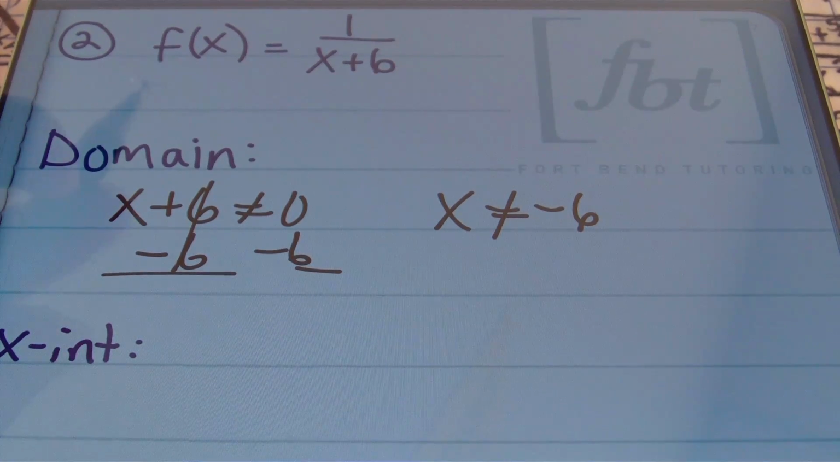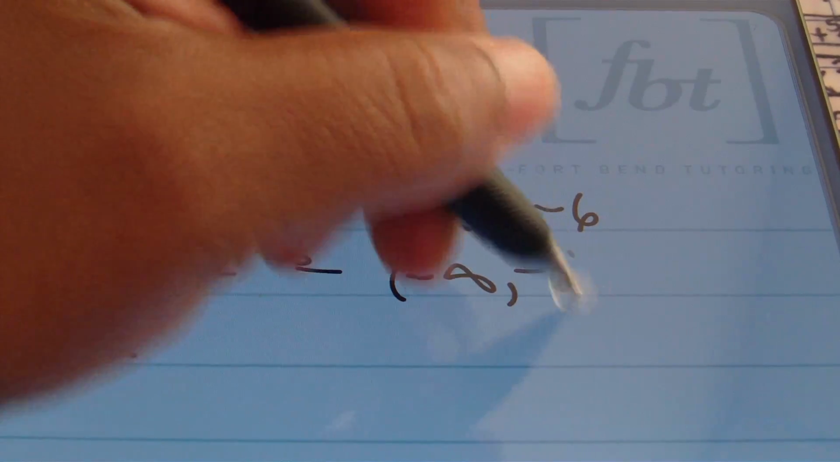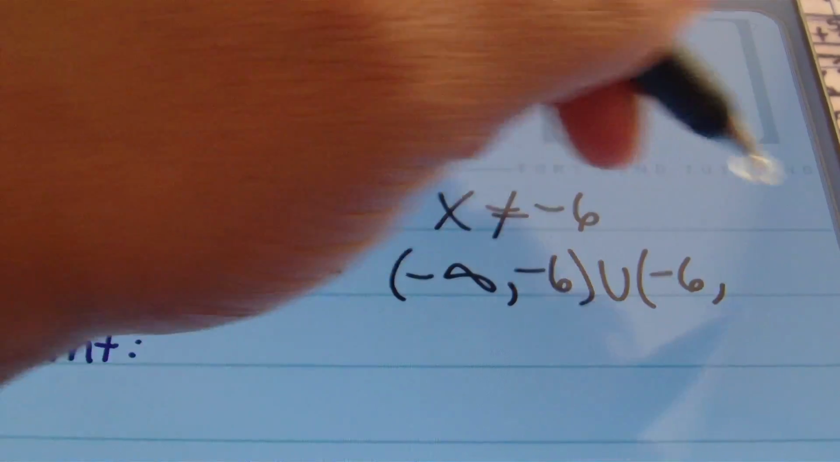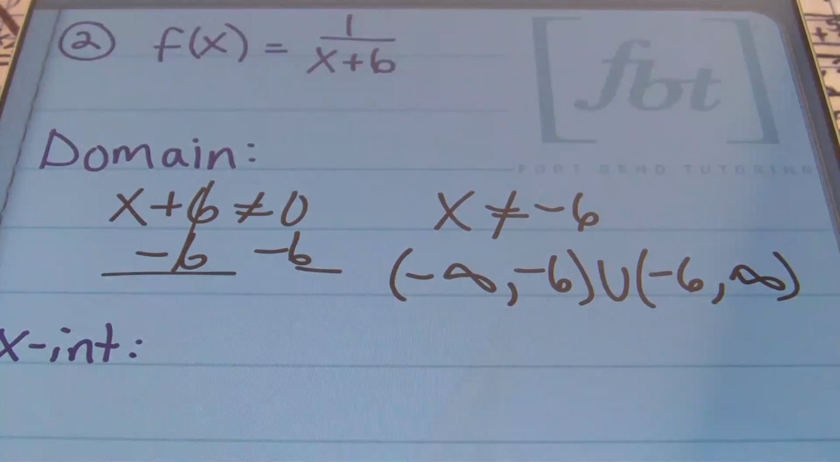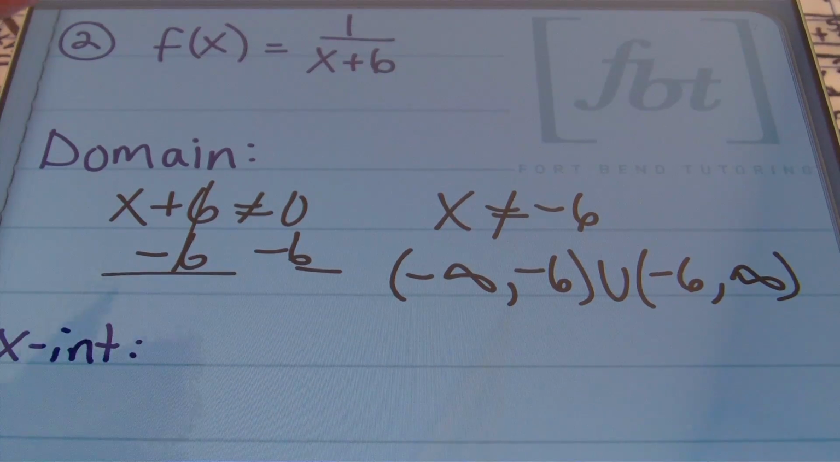Just like that. And for those of you that wanted interval notation, here you go. You have negative infinity to negative 6, union negative 6 to positive infinity. So there's your domain written in interval notation. You get a bonus for watching this video. Check that out.